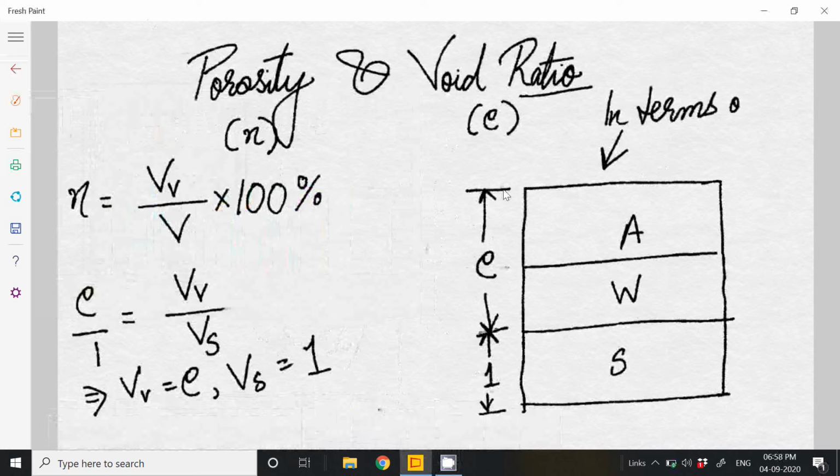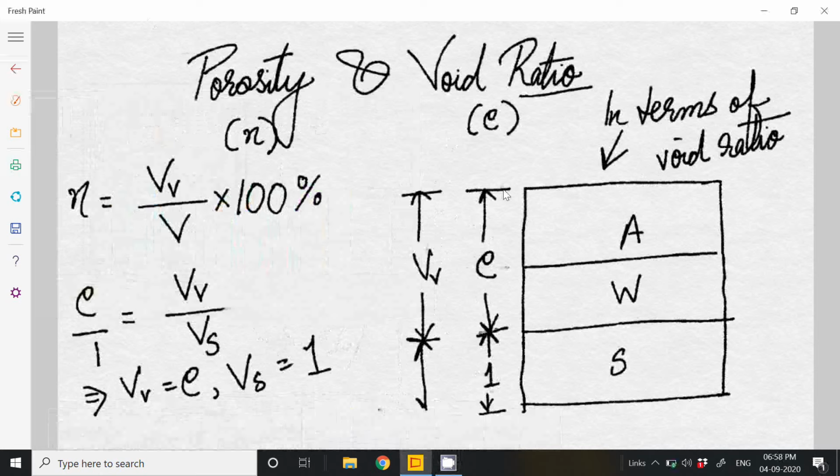In terms of void ratio. So now the volume of voids, actually this is like this, isn't it? Volume of voids, volume of solids. So volume of voids can be greater than volume of solids. So e can be greater than 1 also.